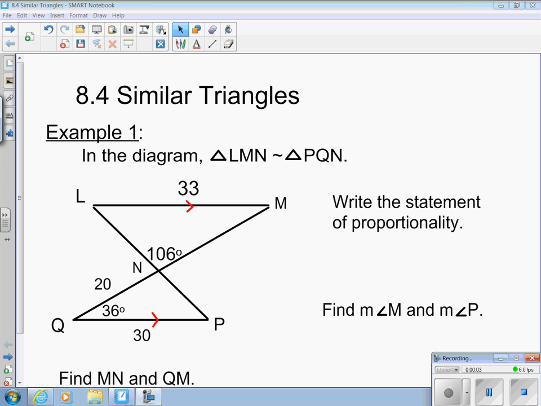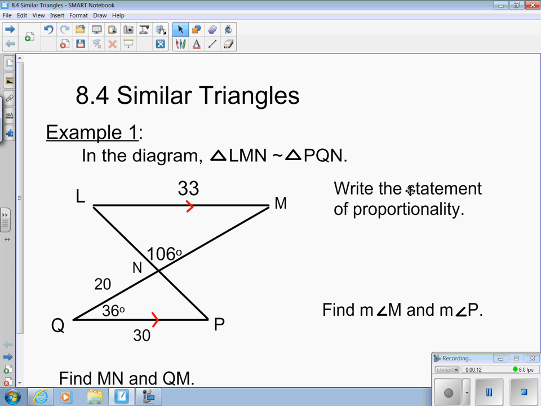8.4 similar triangles. In this section, we've already talked about similar triangles, but we're going to get into more specifics. In this question, we're first asked to write a statement of proportionality. We did that in the last section, but my feeling is we could improve on that. Now, we can do that right from the similarity statement, right? The statement of proportionality. That's where we have three proportions equal to each other. We just kind of match up the corresponding parts of the sides.